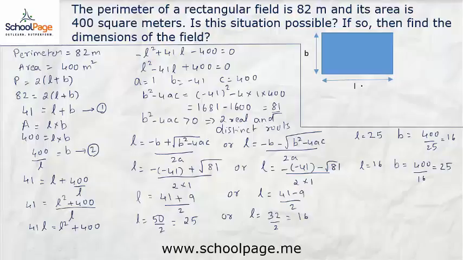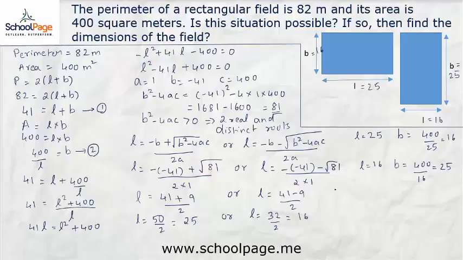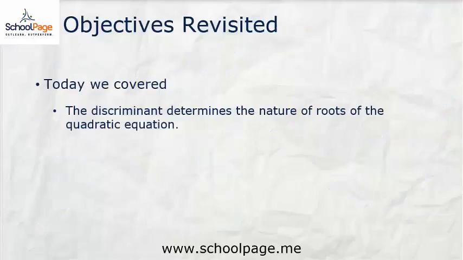So if the length is 25, then the breadth will be equal to 16. And if the length is equal to 16, then the breadth will be equal to 25. Hence the dimensions of the rectangular field are 16 by 25 meters or 25 by 16 meters. In this video, we have learnt that the discriminant determines the nature of the roots of the quadratic equation.